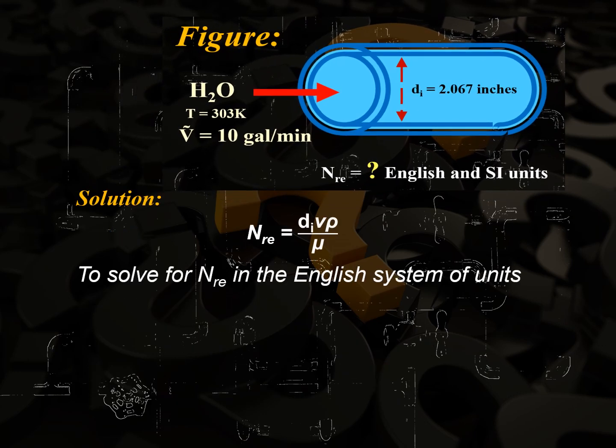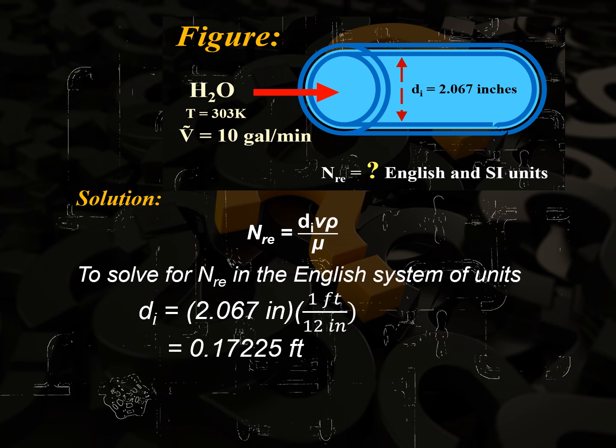The diameter is given in the problem but must be expressed in the English system of units to be consistent with the requirement of the problem. Thus, the diameter D equals 2.067 inches times, there are 12 inches in 1 foot, and we are getting 0.17225 feet. What else is given in the problem?